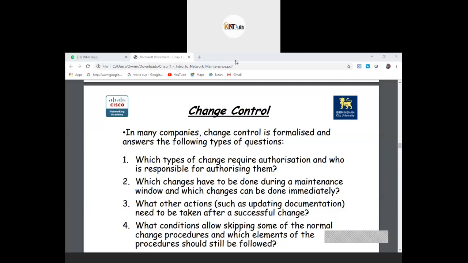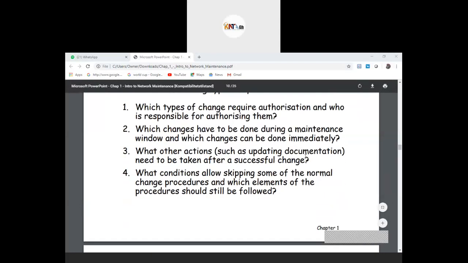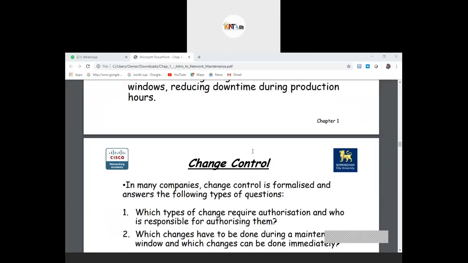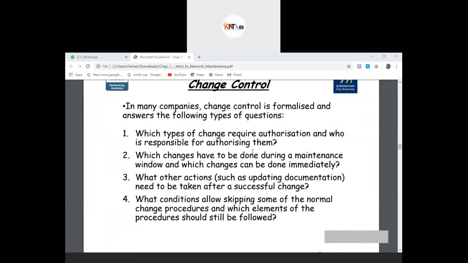When there's a change, there must be a document to show that some change procedures are allowable and some are not allowable. All these things must be specified in a formalized document for a particular organization. So change control is very important, and the questions that emanate from formalized change control, and the answers that answer the questions, are what we have talked about.